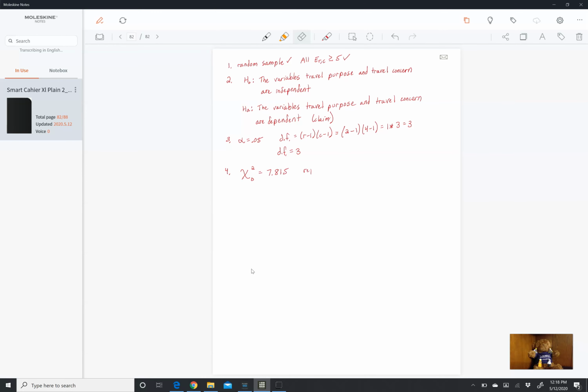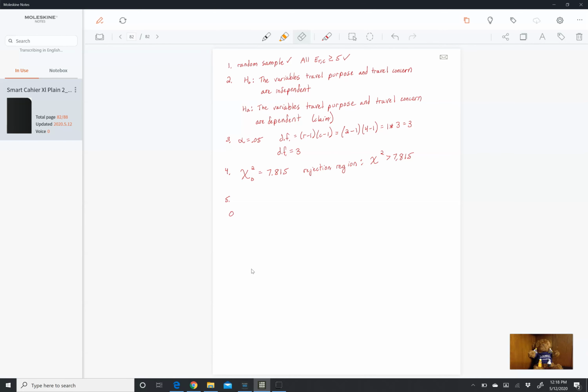So our rejection region is if our chi-square, our test statistic, is greater than our 7.815. Okay, so now we get to do the fun part. We get to calculate our test statistic.